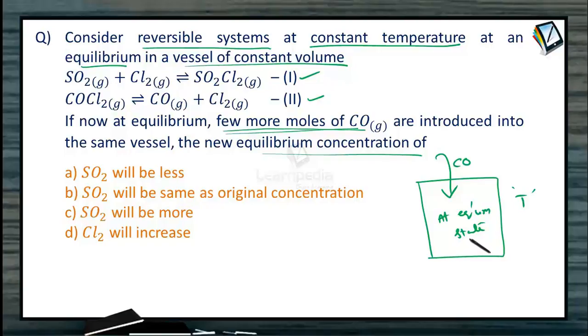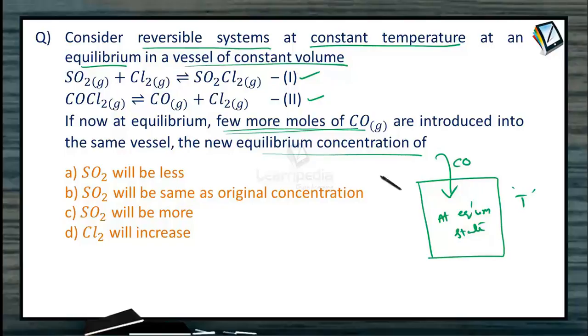substances? Is it that SO2 concentration will be less than what it was? SO2 will be same as original concentration. C says SO2 will be more than what it was. And Cl2 will increase. In other words, the concentration of Cl2 will become more. What exactly will happen if CO is added to the system at equilibrium at constant temperature?